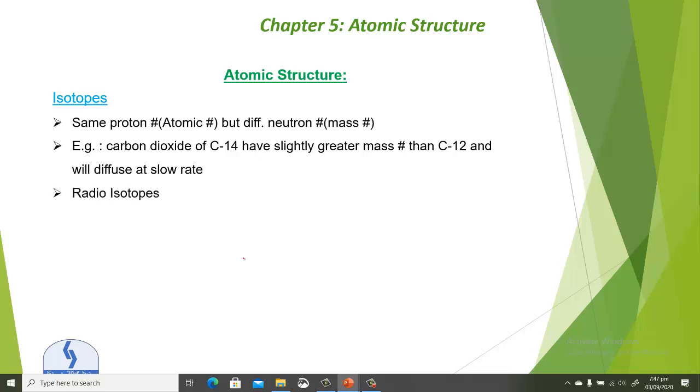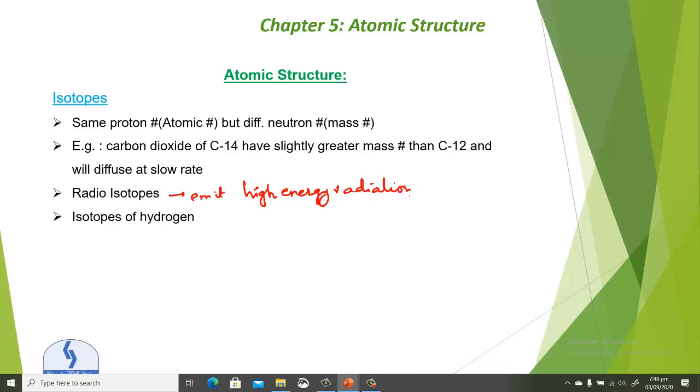Next is radioisotope. What is a radioisotope? It is an isotope that emits high energy radiation. They are radioactive substances and the radiation can cause cancer as well. And they are very unstable and have a very short life.